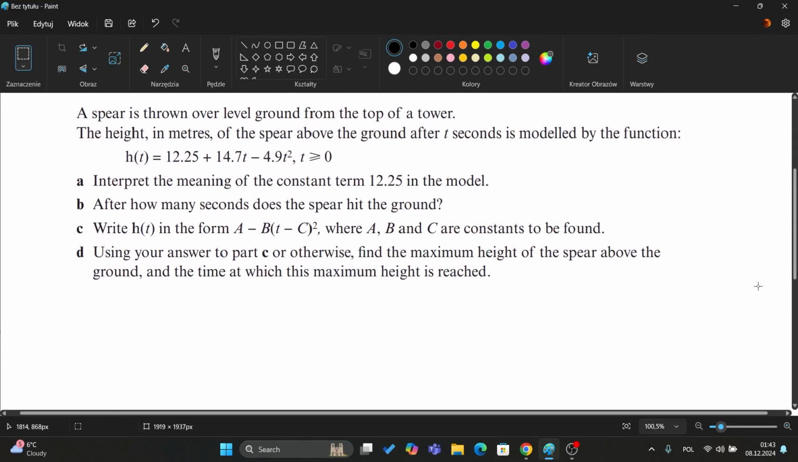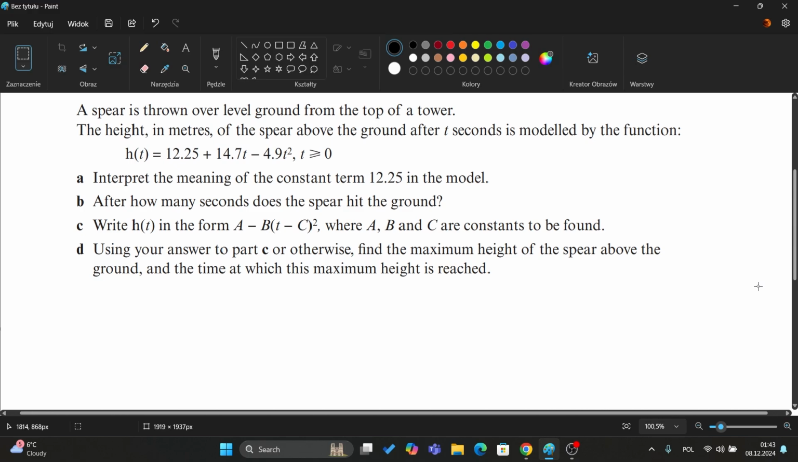The example question says a spear is thrown over level ground from the top of a tower. The height in meters of the spear above the ground after t seconds is modeled by the following function, which is h. Interpret the meaning of the constant term 12.25 in the model.